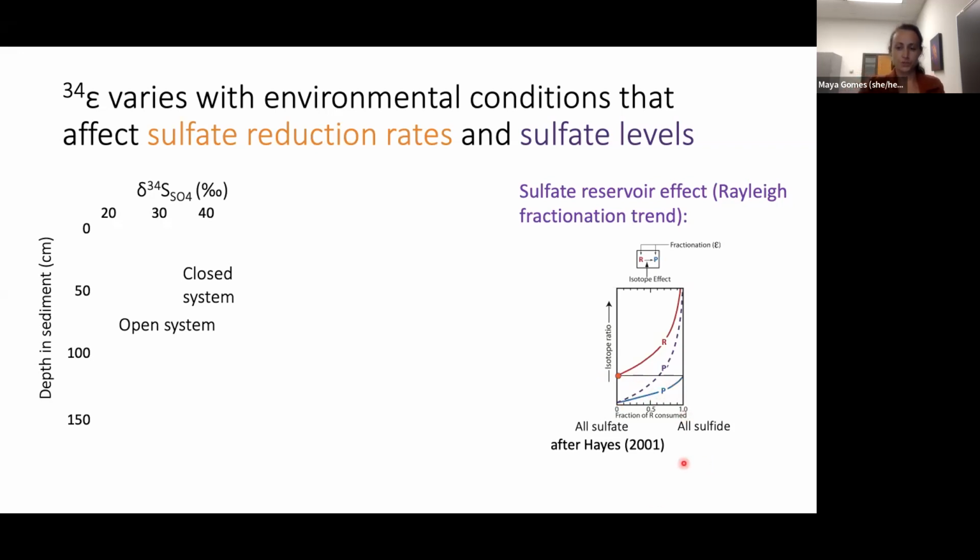And so there's a few important things that come out of this. One is that if your reaction goes to completion, then there'll be no apparent isotope effect, because everything that goes in is what comes out. But the other thing is that this depends on sulfate levels, because if you have lower sulfate levels, then you're more likely to drive the reaction to completion than if you have high sulfate levels.